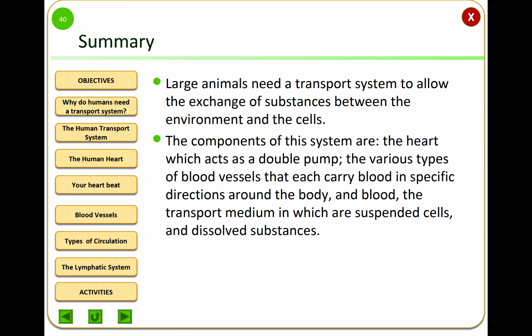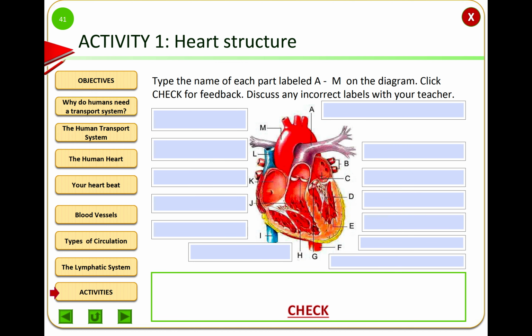You can find here that large animals need a very special transport system to exchange substances between the environment and the cells. The components of this system are a heart, which is a double pump, various types of blood vessels that carry the blood in specific directions for the whole body, and the blood itself, which is the transport medium like in humans. But the differences would be in the heart, because it's a double pump and needs different shapes and also tissues. You can find an activity on those, but you can work on this later.